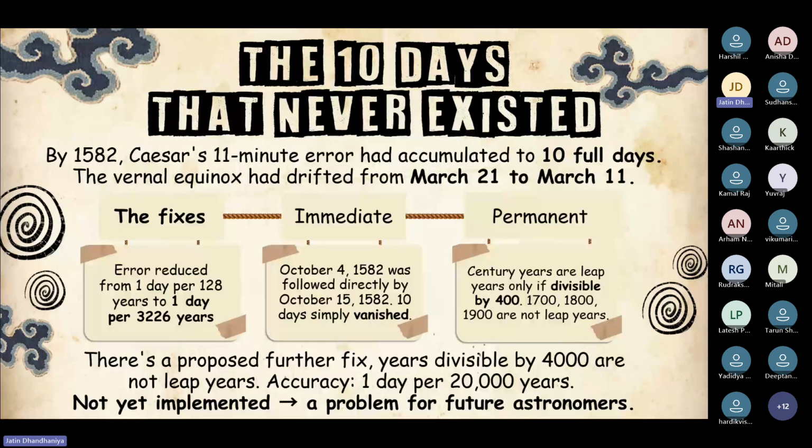The 10 days that never existed. By 1582, Caesar's 11-minute error had accumulated to 10 full days. The vernal equinox had drifted from March 21 to March 11.